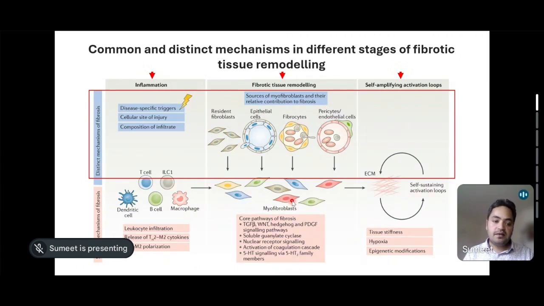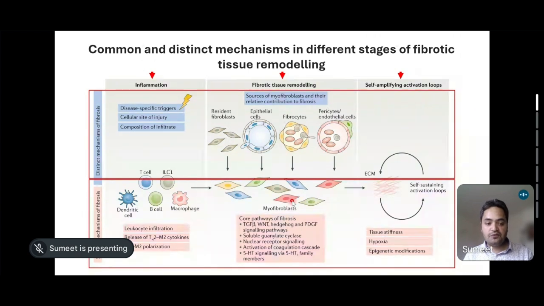Now, if you look at the shared mechanism of fibrosis, then again we can categorize these into three different categories. Number one, involvement of immune cells. This is something which is common across all the organs. You can have leukocyte infiltration, release of Th2 or M2 cytokines, or Th2/M2 polarization, and there are these cells which you will find in every single tissue, independent of which tissue fibrosis we are talking about.